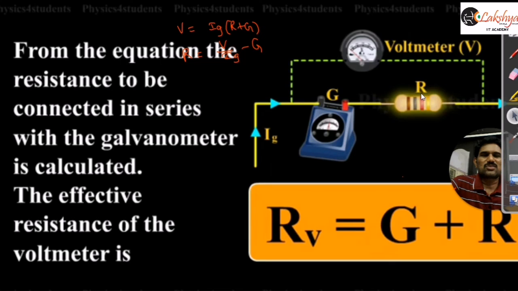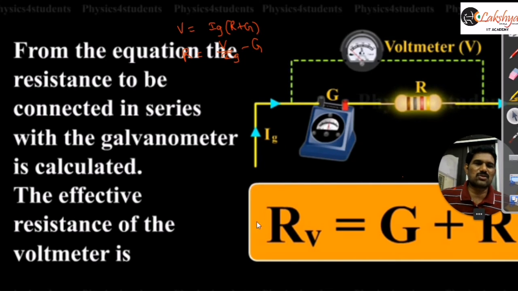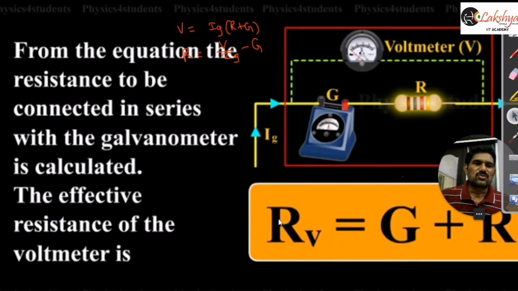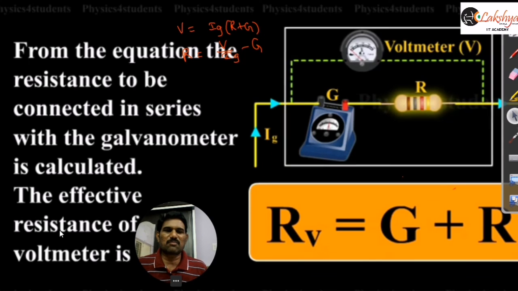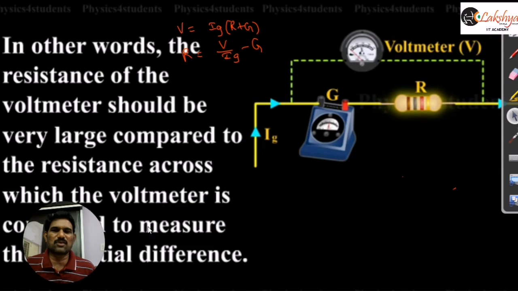Now, as we are connecting this resistance in series here, automatically the resistance of this circuit will also increase. The total resistance of the voltmeter means we need to write G plus R. So G plus R is the resistance of this voltmeter here. RV we are taking as the resistance of the voltmeter. Now this total combination will behave like a voltmeter, as I said in the previous ammeter case, right?